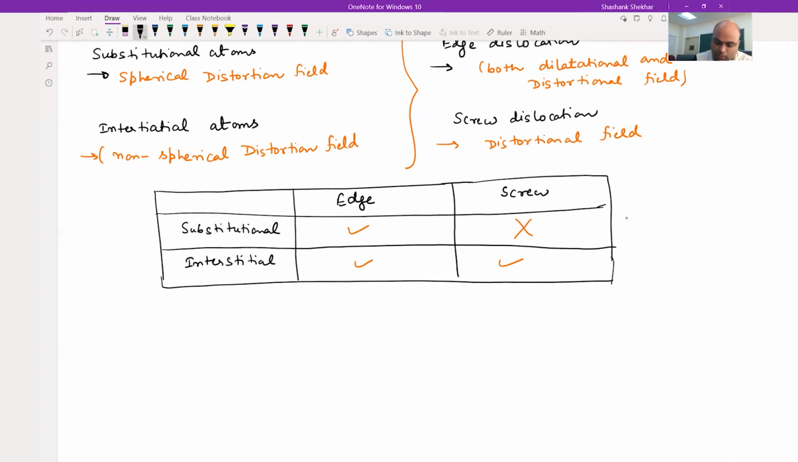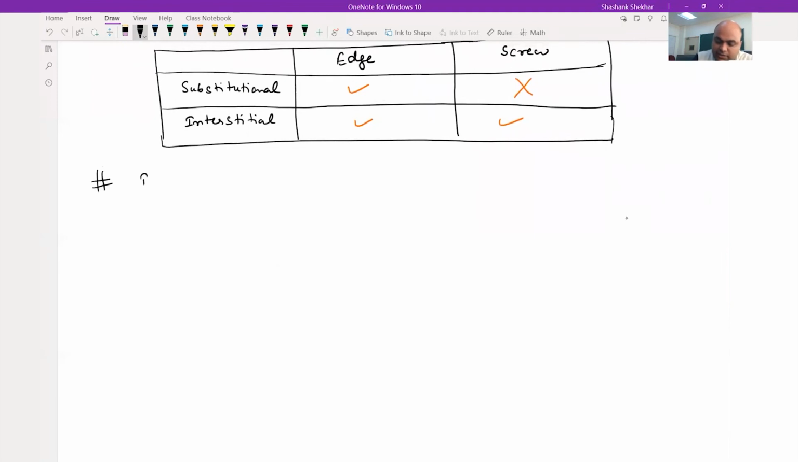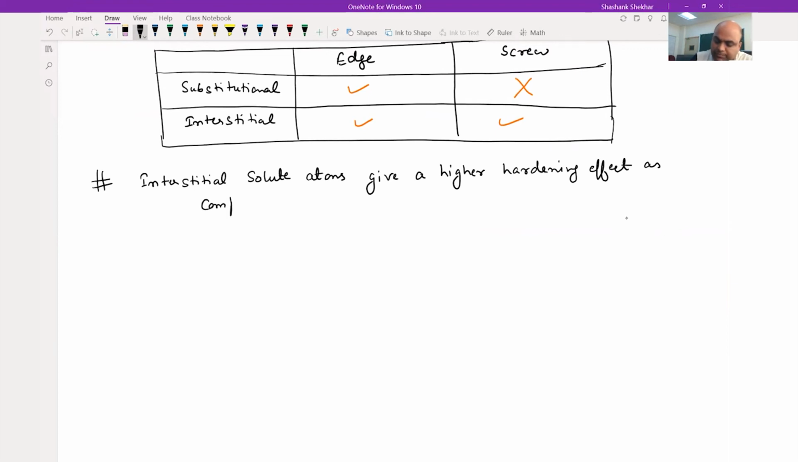Okay, so overall, interstitial solute atoms give a higher hardening effect as compared to substitutional atoms. And we are talking about per unit concentration. Okay, so interstitial atoms are going to interact with both.